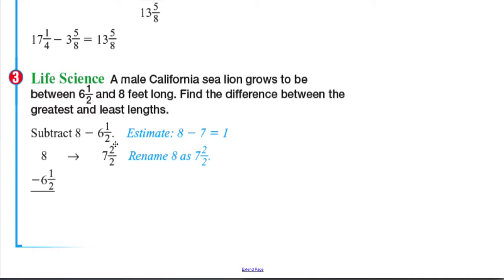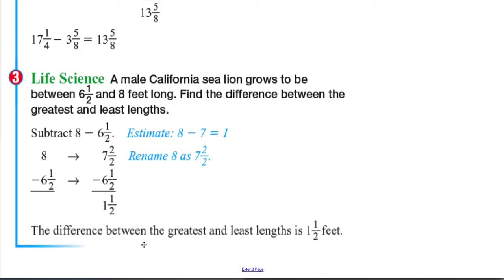Again, why did we use 2/2? Because we have the denominator of 2 in 1/2. So we use that so it's easier for us to subtract like fractions. After renaming that, we simply keep negative 6 and 1/2, and we subtract 2/2 minus 1/2, which will give us 1/2, and 7 minus 6 will give us 1. So you have 1 and 1/2. So the difference between the greatest and the least lengths is 1 and 1/2 feet.